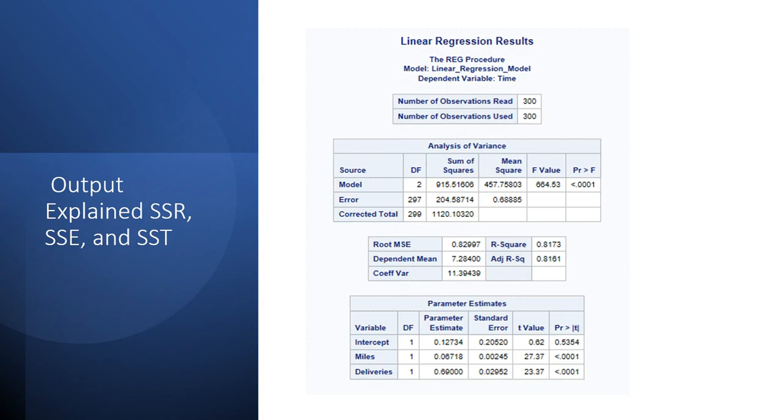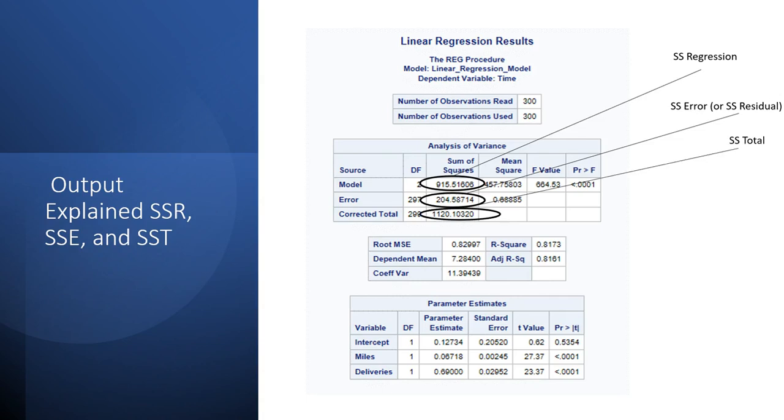Another thing on this output that we want to look at is our sum of squares regression. So in our ANOVA table, this is called the model line, but this is really your sum of squares regression. And then here we have our sum of squares error, sometimes called sum of squares residual, depending on the software package that you're using. And then we have our sum of squares total.